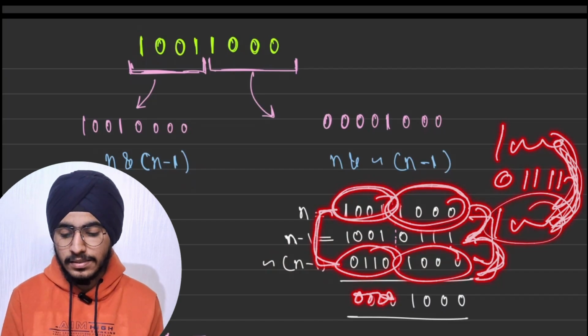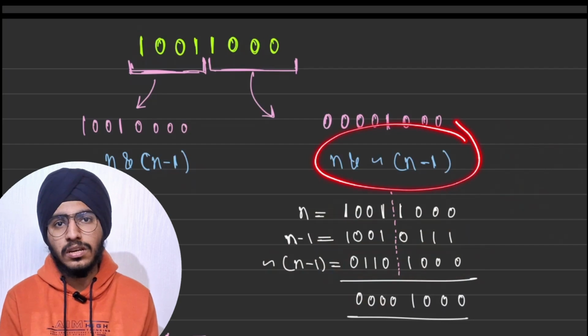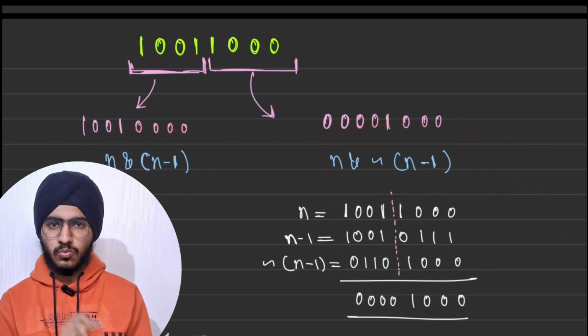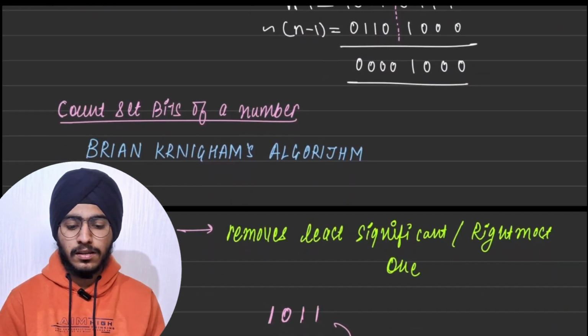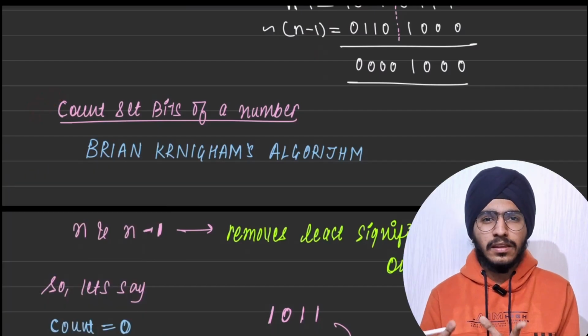So we will say that for getting the rightmost set bit, do n and not of n minus 1. For removing the rightmost set bit, do n and n minus 1. Now there can be another trick that you can find: count set bits of a number. There is an algorithm called Brian Kernighan's algorithm.